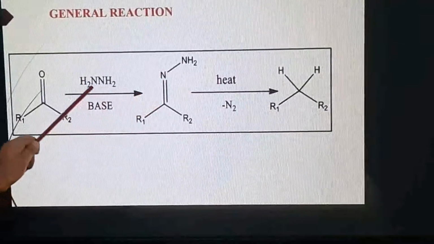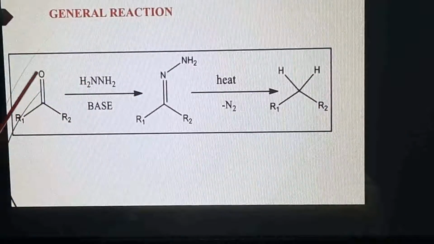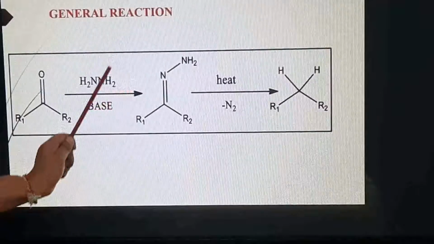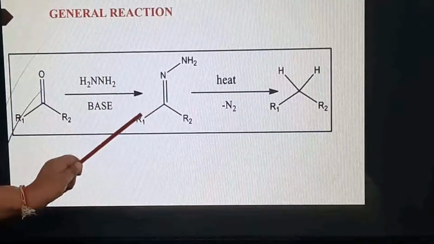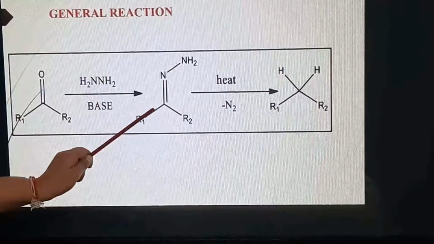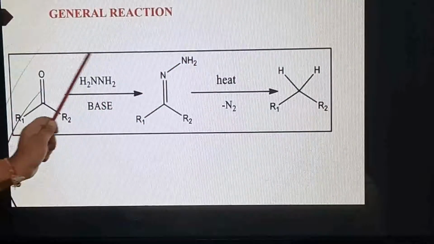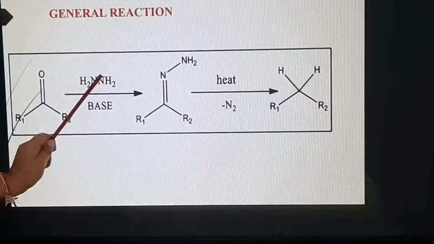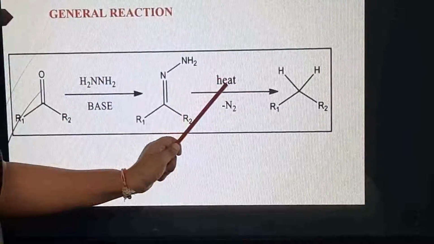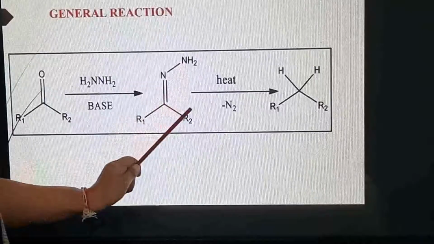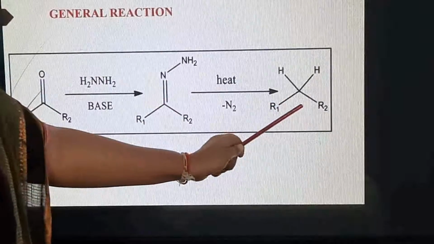They can simply lose H2O, a water molecule, and this is called Schiff's base formation. Actually this is a simple mechanism: in the first step only, C double bond N and NH2 formation takes place by the loss of a water molecule, and after heat there is a loss of nitrogen gas and formation of the alkane molecule.